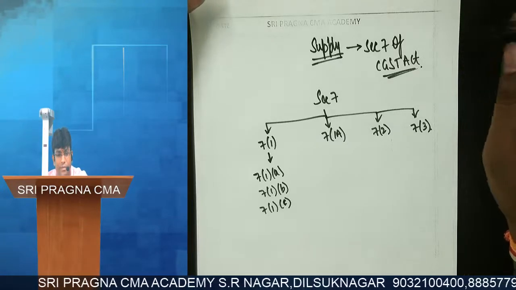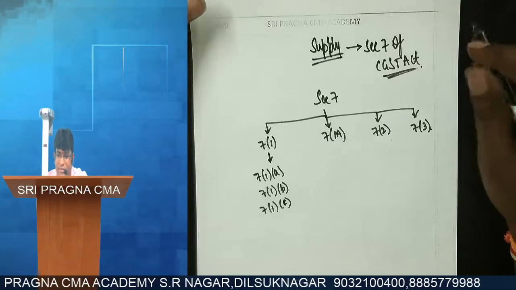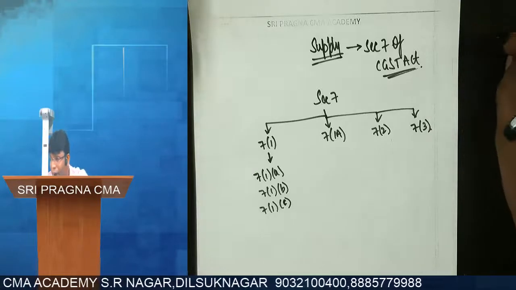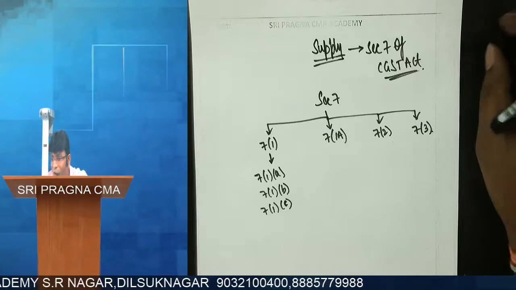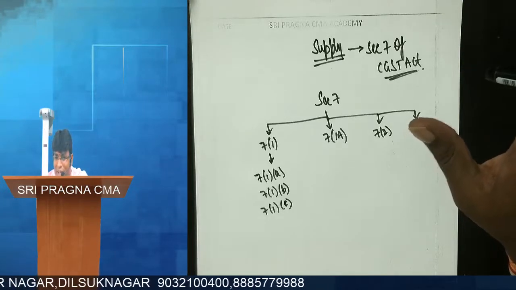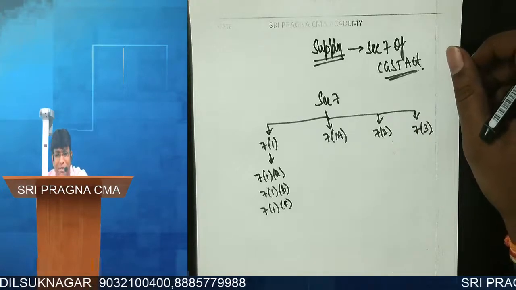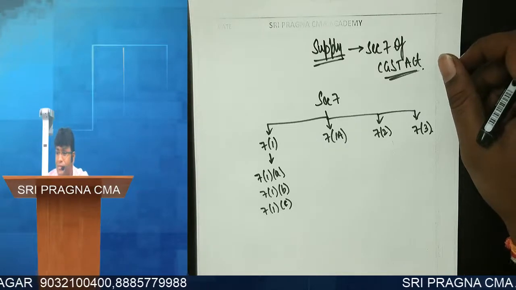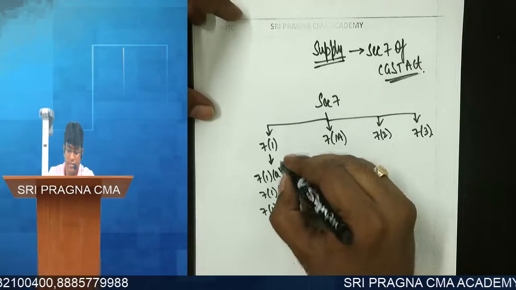Shall we start? Today let's complete the first one, 7.1a. I'm talking about Section 7, subsection 1, clause A. Section is divided into subsections, and they are divided into clauses. So we're talking about 7.1a. Are we ready? Let's start the discussion.